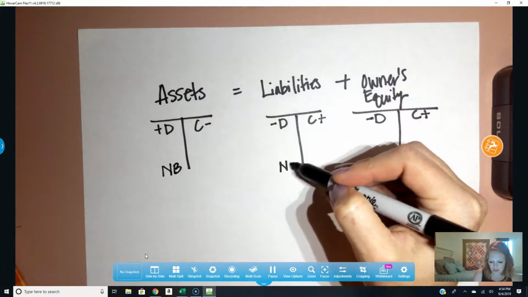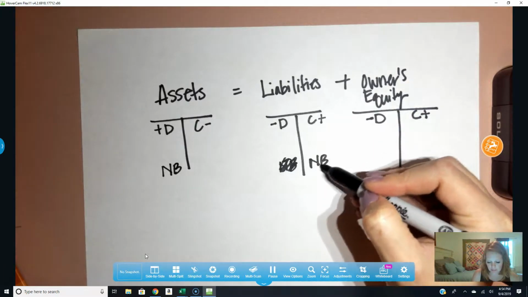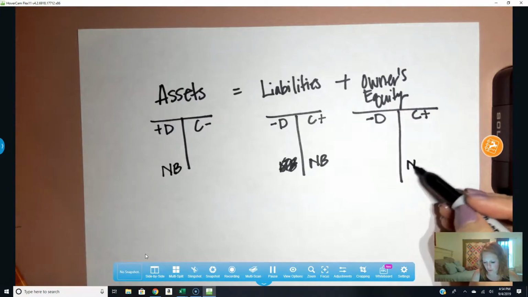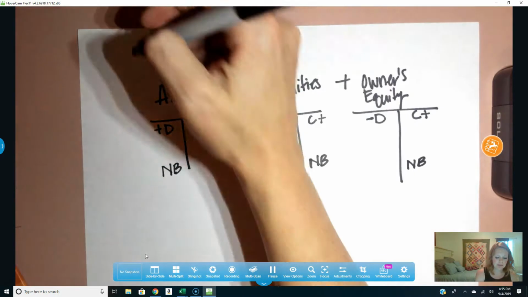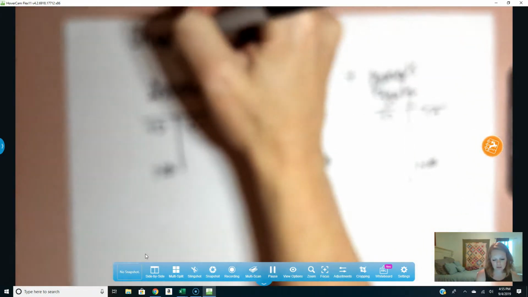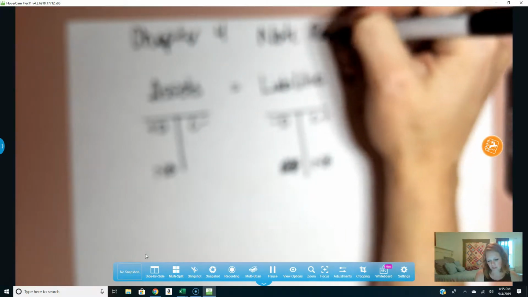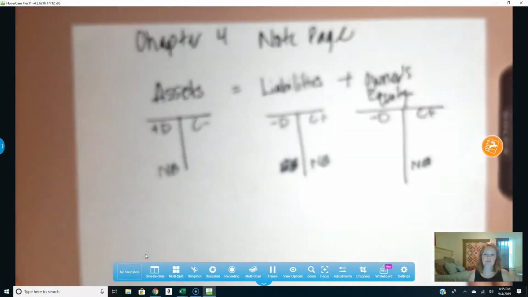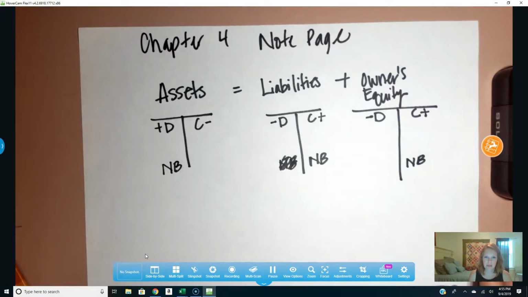I'll show you how that works as we go through our practice problems here. But this is basically just a chapter 4 note page that you can keep in front of you as you are going through the problems independently.